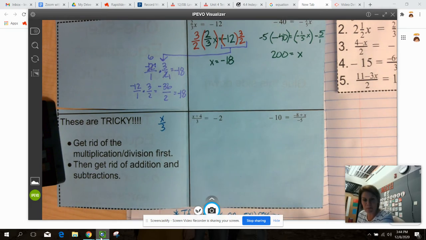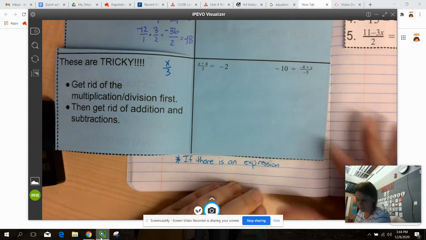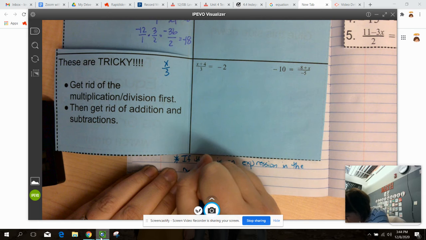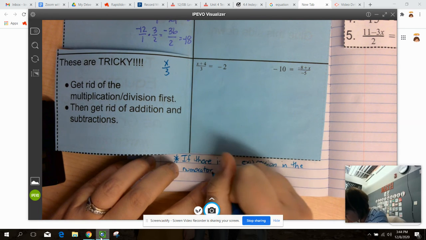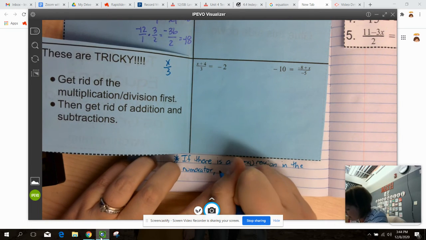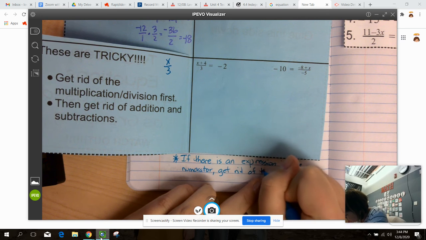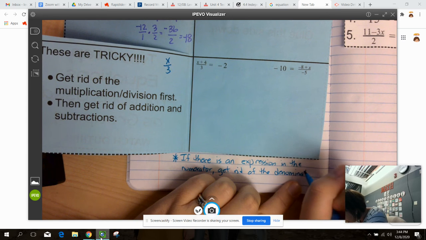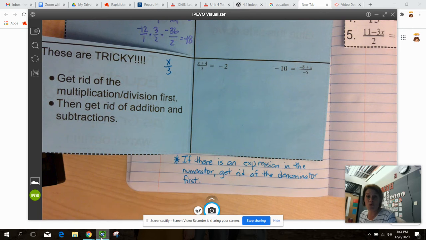So if there is an expression, y'all can't even see this, sorry y'all. If there's an expression in the numerator, you have to get rid of the denominator first, okay? So we're going to have to get rid of that denominator first. All right, so how do we do that?